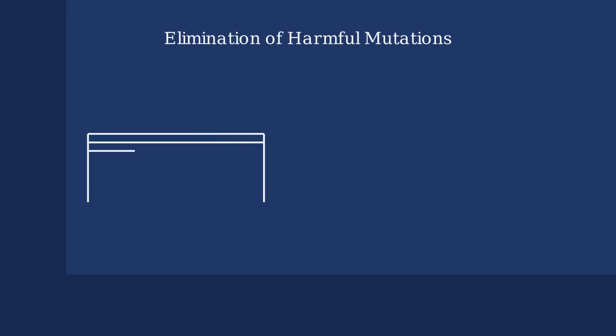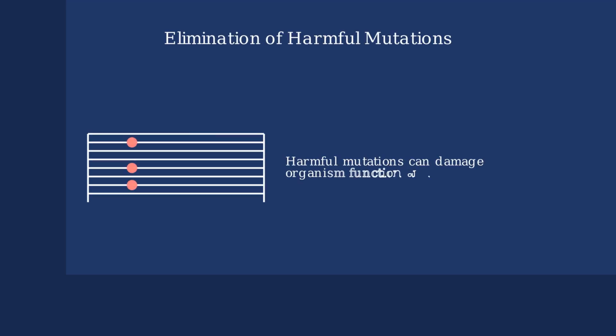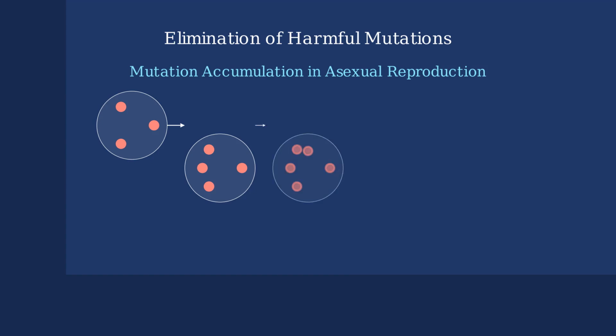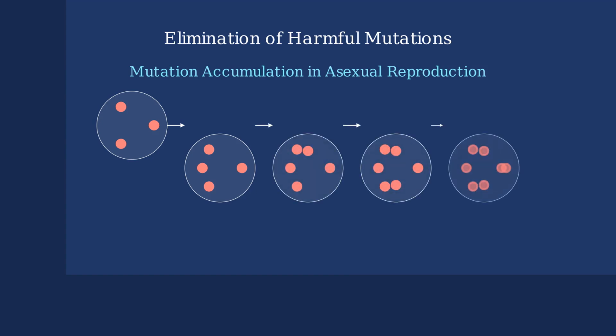Harmful mutations are genetic changes that can impair an organism's function and reduce its chances of survival. In asexual reproduction, organisms produce genetic copies of themselves. When harmful mutations occur, they're passed directly to offspring. Each generation can accumulate new harmful mutations while still carrying all the mutations from previous generations.